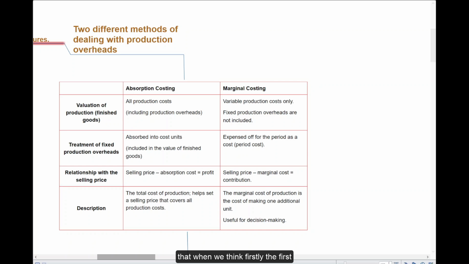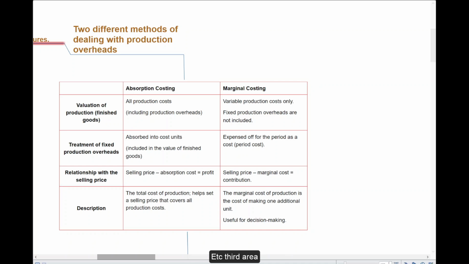The first area is the valuation of production, say, finished goods. Absorption costing: all production costs, including production overheads. Marginal costing: variable production costs only. Remember, prime costs. Note, fixed production overheads are not included. Okay? Second area, again repetition, treatment of fixed production overheads. Under absorption costing, we absorb costs, absolutely including the value of fixed overheads. Marginal costing: expensed for the period, in that period, month, quarter, etc.